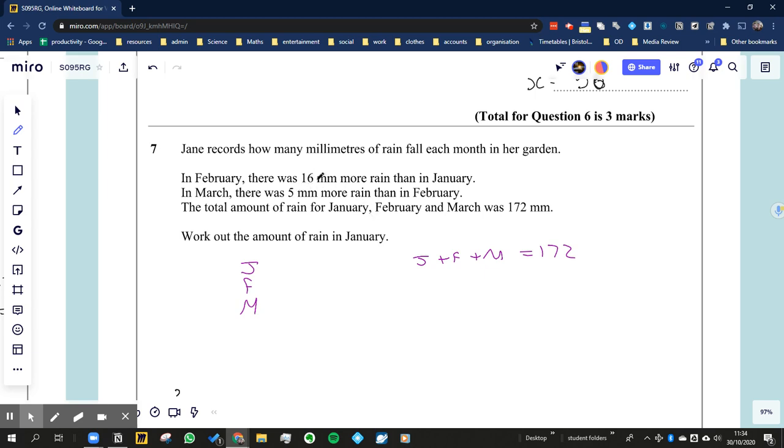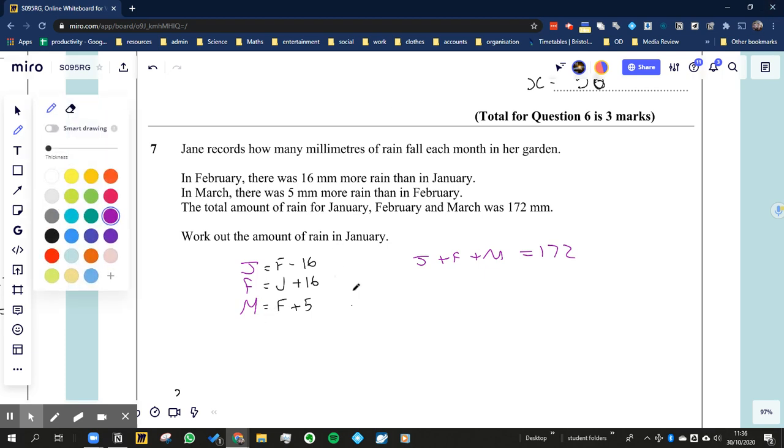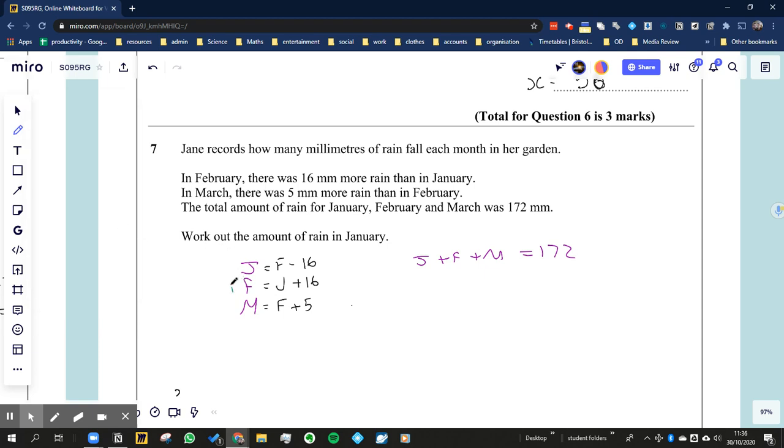We want to come up with an equation that has 16 in it and another equation that has 5 in it. See if you can do that. So basically we've got here that all three added together is 172, and we said February is equal to the January amount, whatever that is, we want to work that out, plus 16. And we know that March is equal to the February plus 5. Now this top one here is just the second one rearranged. So really the independent equations would be this one, and this one.